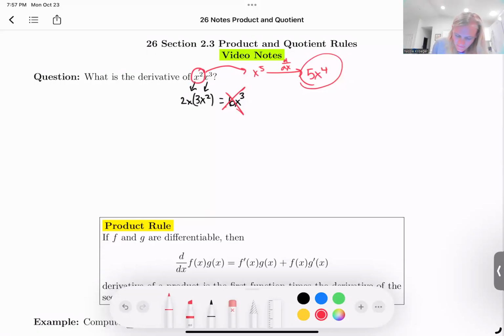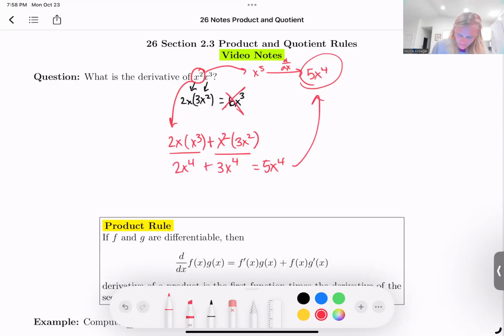So what I'm going to do is take the derivative of the x squared to get 2x, but I'm going to leave the x cubed alone. And then I'm going to add, this time I'm going to leave the x squared alone. Last time I took the derivative of it, and now I'm going to take the derivative of x cubed, which is 3x squared. This seems like a weird process, but I promise it'll work. So if I simplify this piece, I get 2x to the fourth. If I simplify this piece, I get 3x to the fourth. When I add 2x to the fourth plus 3x to the fourth, I get 5x to the fourth, which agrees with our derivative. So this is how it works if I have a product of two functions.